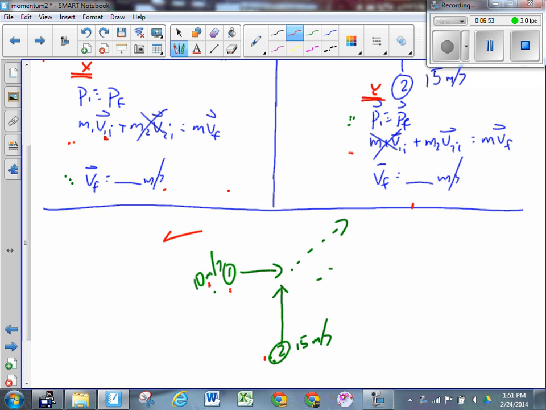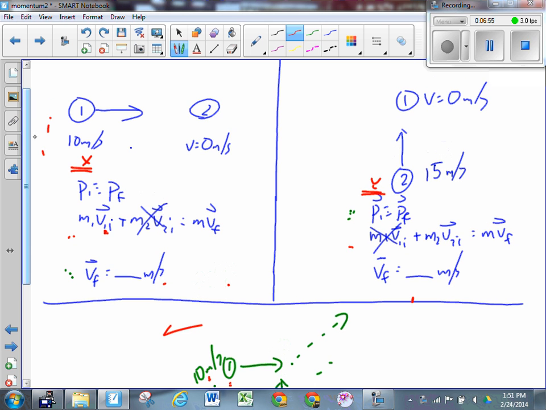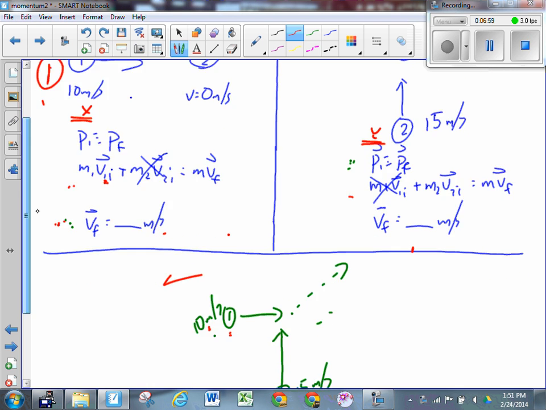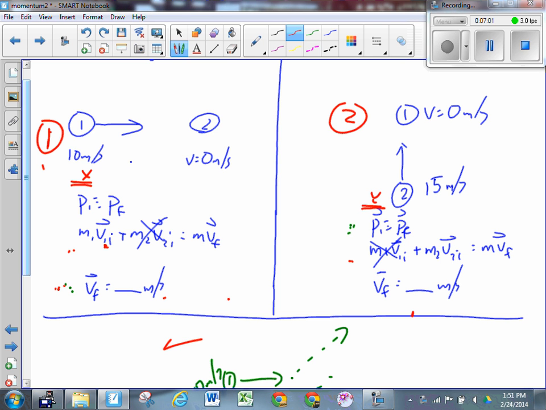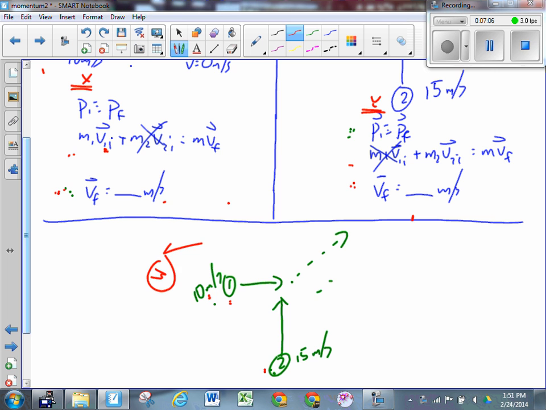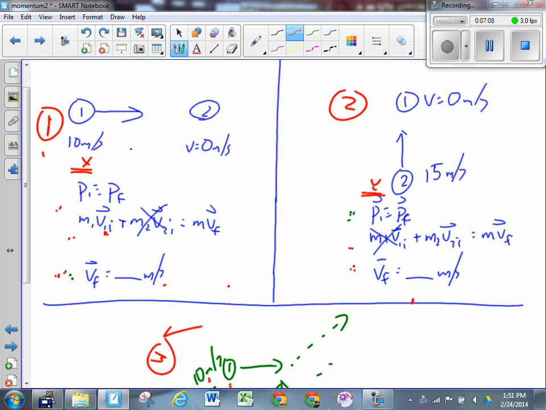When we analyze problem number 1, we did it this way, get VF. When we analyze problem number 2, we did it this way and got VF. When we analyze problem number 3, we did it this way and this way and got 2 different VFs. Now, what do you think we're going to do with those 2 VFs?